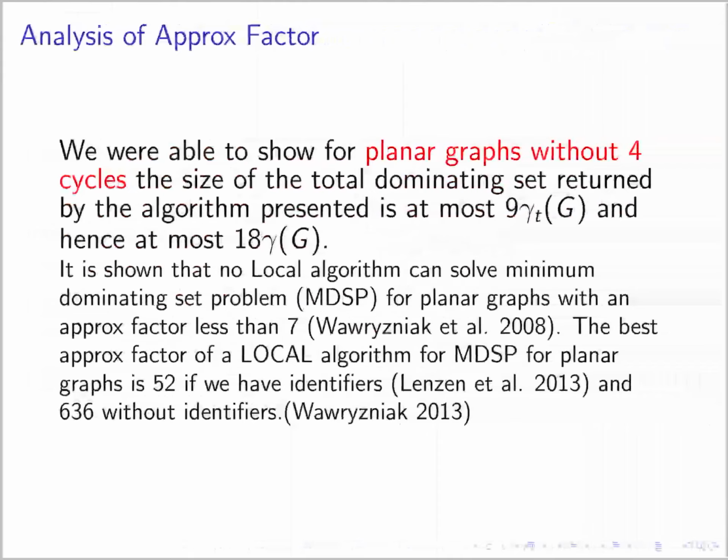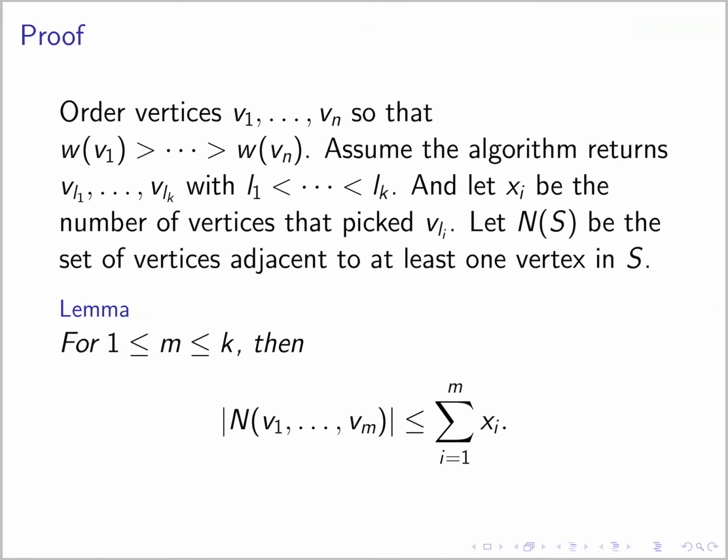It was previously known that no local algorithm can solve the minimum dominating set problem for planar graphs with an approximation factor less than 7, and the best approximation factor for a local algorithm that solves this problem for planar graphs is 52 if we have identifiers, and 636 without identifiers.